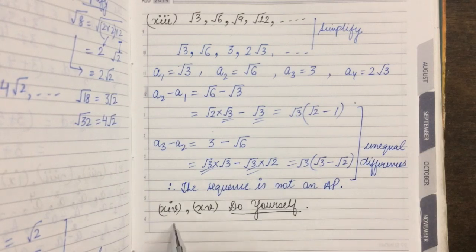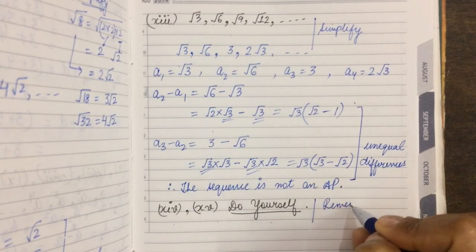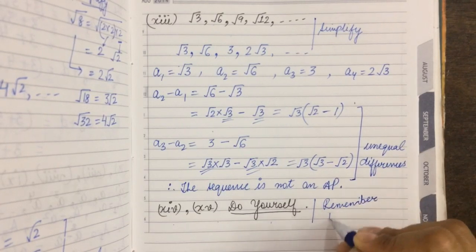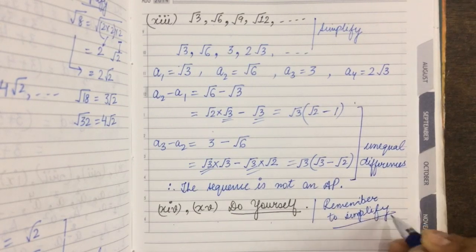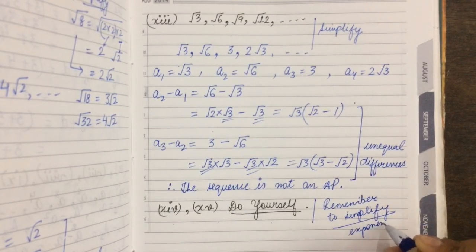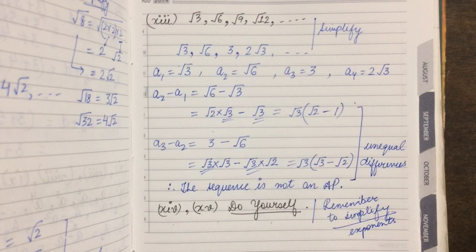I want you to do the 14th and 15th part yourself. Remember, before you check or answer, simplify. Simplify the exponents and then find the consecutive differences. And looking at those differences, you will answer whether your sequence is an AP or not.